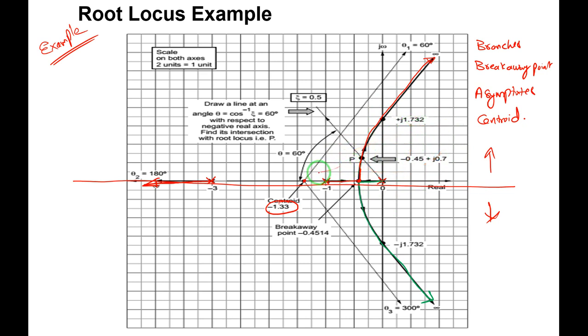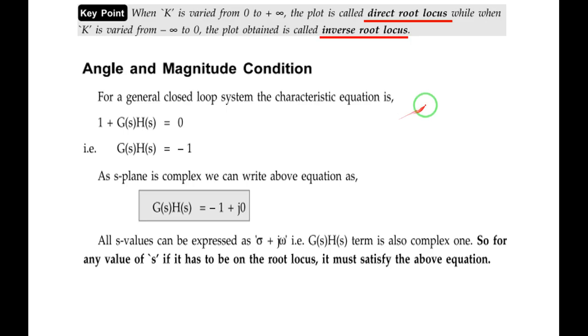Okay. And these asymptotes are making some angles here, with respect to this, theta 1, right? Theta 2, this second asymptote, and the third asymptote from here goes like this, theta 3. So how to calculate angle of asymptotes, how to calculate centroid, all those things we'll study one by one next, right? Okay, this is sufficient.